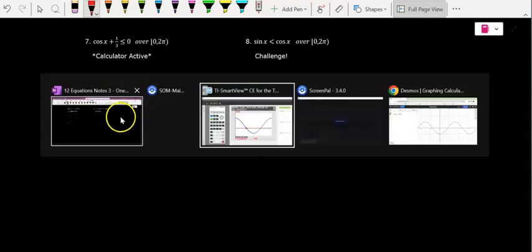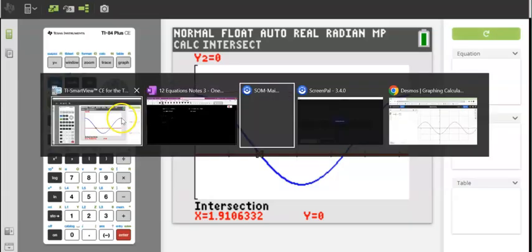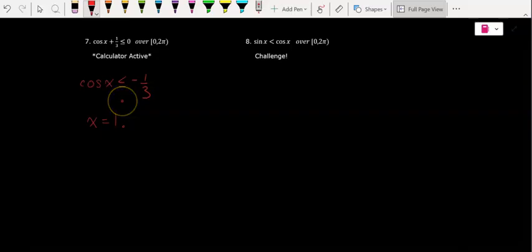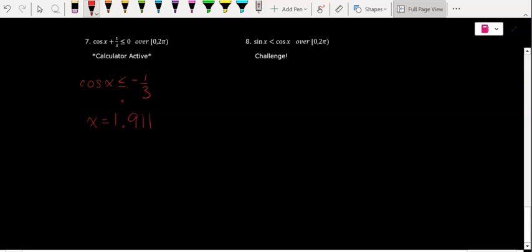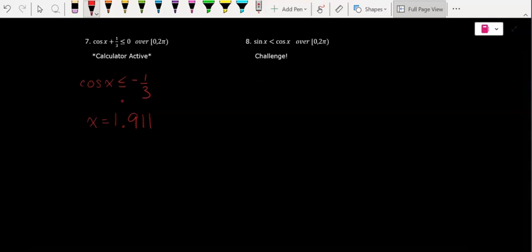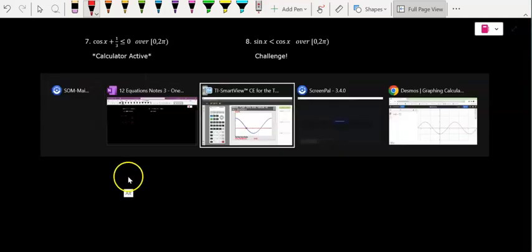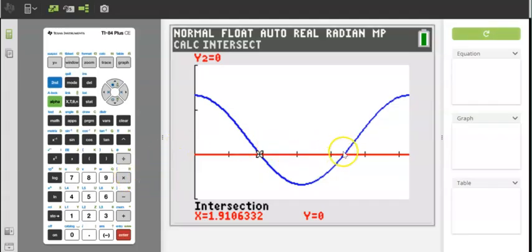And I've already forgotten what it was. 911. I should know that. Okay, 911. All right. And then my other value that I'm looking for here is the other time it intersects.